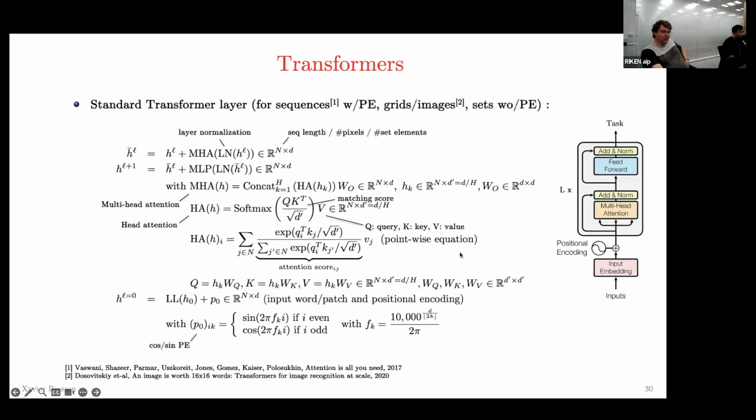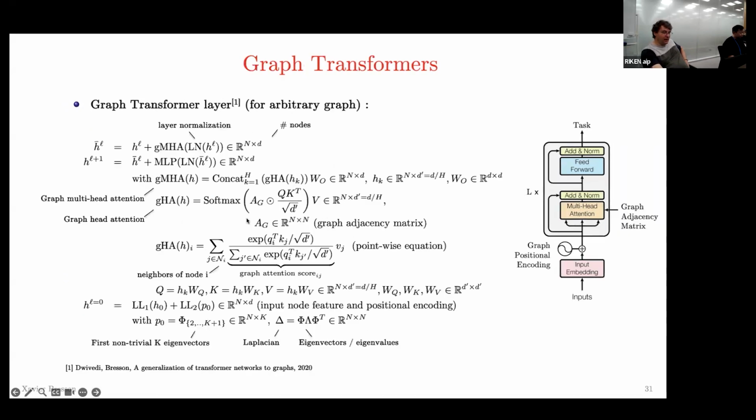Okay. So the transformer, this is a standard one. You have your multi-head attention, layer normalization, your hidden representation, the residual connection. Then you do a last step by using an MLP, a small MLP. Okay. For the graph transformer, we add the topology.